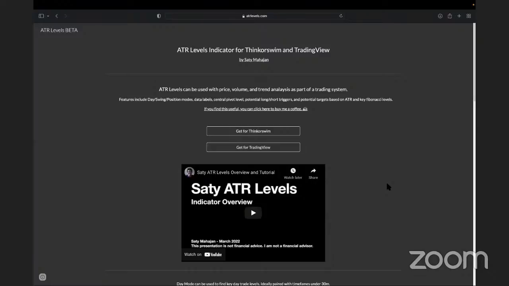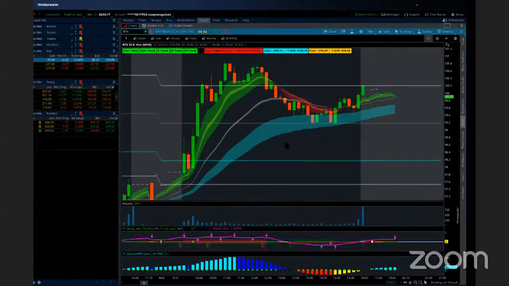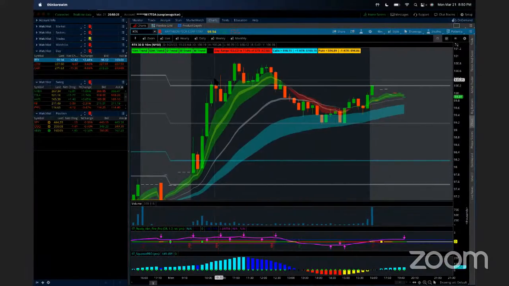So how about we switch to Think or Swim? Sure. Let's talk about how you use it and how you combine it. I see here you have the Ripster EMA cloud. I also use it, I'm a big fan of it, so I'm looking forward to seeing how you use it. Yeah, absolutely.